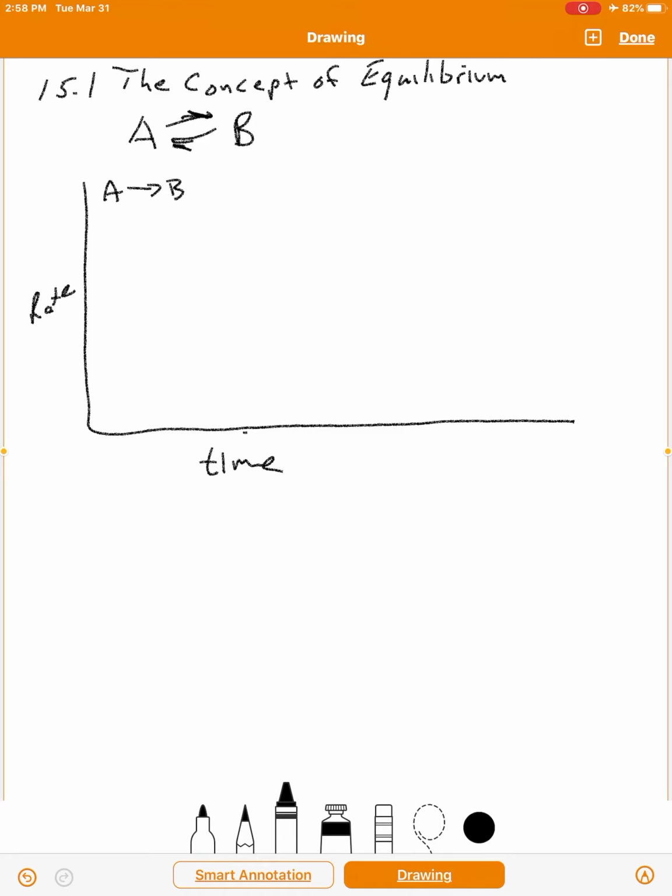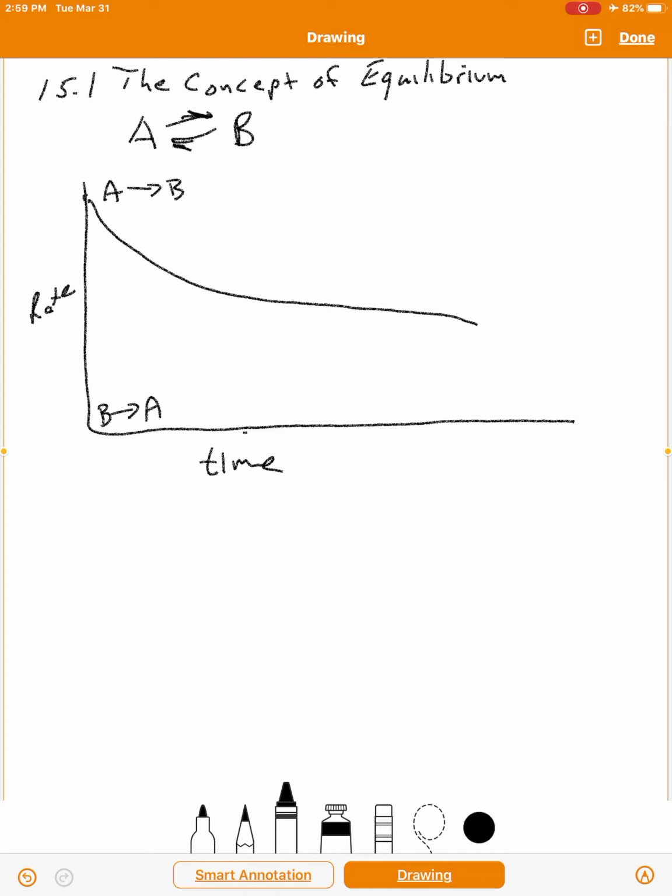Now, if you remember back in chapter 14, what we said was the rate of a reaction depends on the concentration of the reactant, right? As the reactant concentration decreases, generally, the speed of the reaction slows down. So once you run out of reactants, the reaction stops. So here's what we would expect to happen. As A gets used up, the reaction should slow down. Now, suppose we consider the reverse reaction.